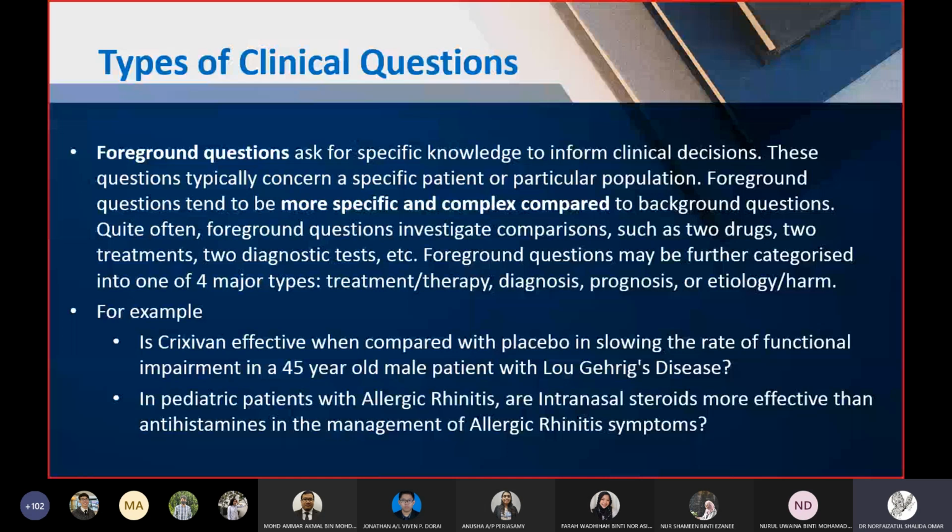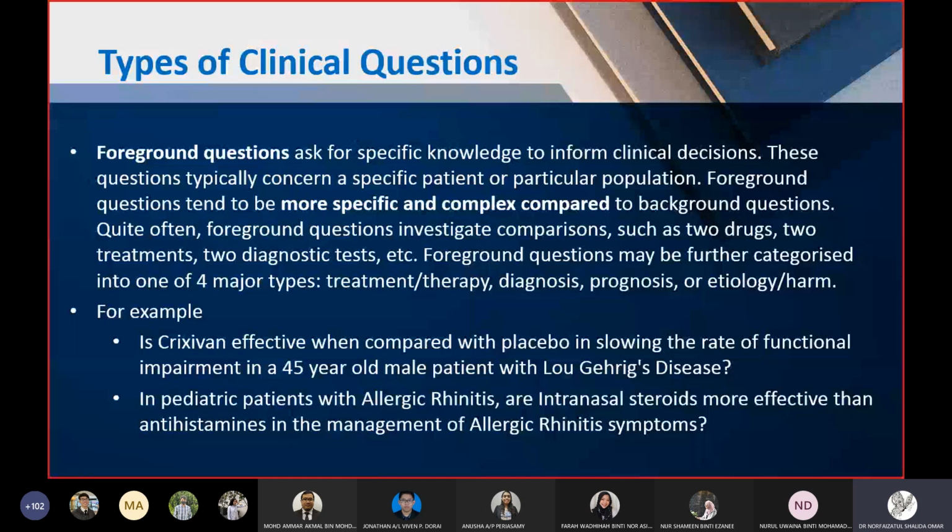So these are the four major types of foreground questions. And these are also the four major types of studies, if you realize. Okay, treatment is on the RCT and then analysis and prognosis.